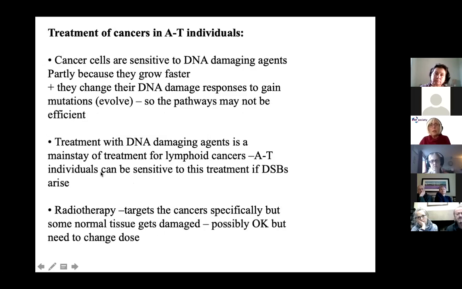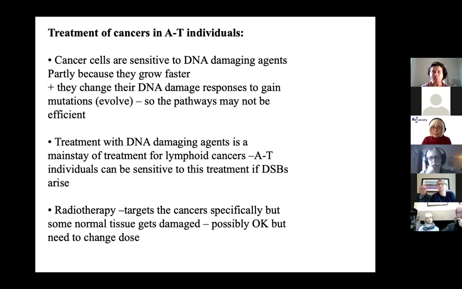So just more or less to finish, I'll talk about the treatment of cancers in AT individuals. So cancer cells have been known for a long time to be sensitive to DNA damaging agents. And that was initially thought to be because they grow faster. And if you grow faster, you have less time to repair that damage and you're more sensitive.